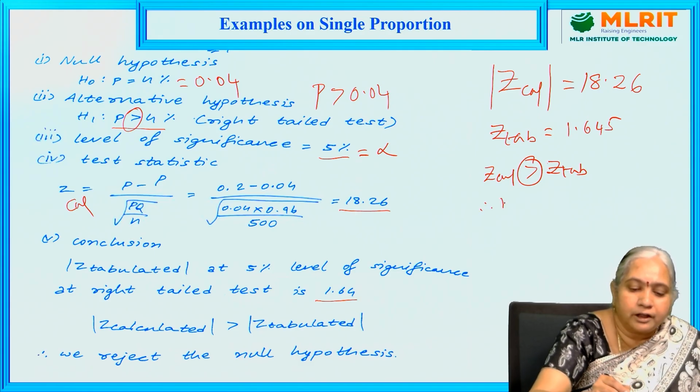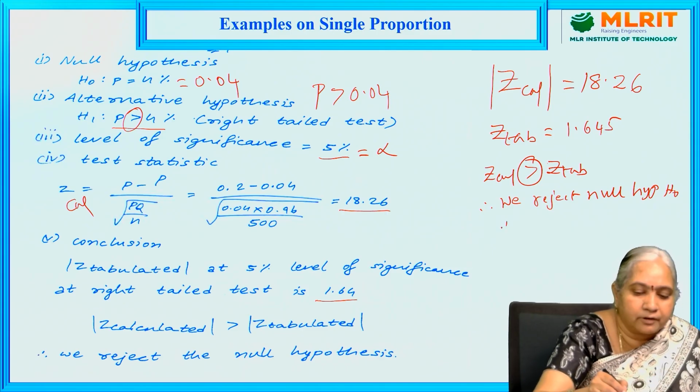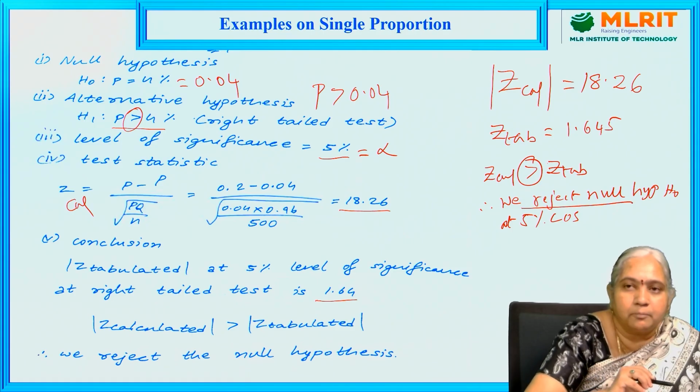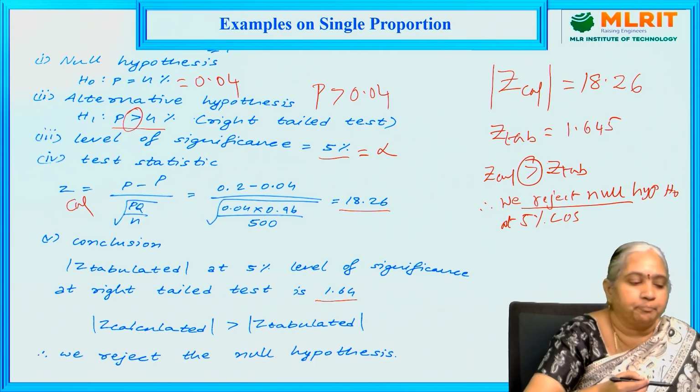Therefore, we reject the null hypothesis H naught at a 5% level of significance. Having rejected the null hypothesis, obviously we are accepting the alternative hypothesis. What is the alternative hypothesis? There may be greater than 4% defective articles in that factory.